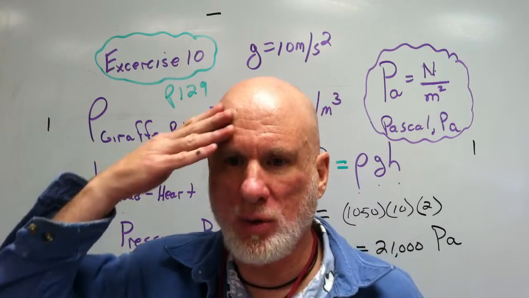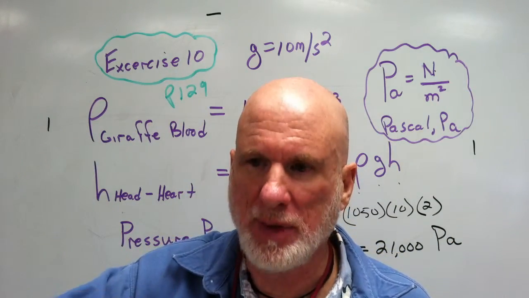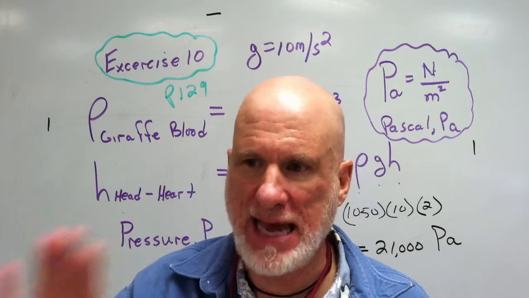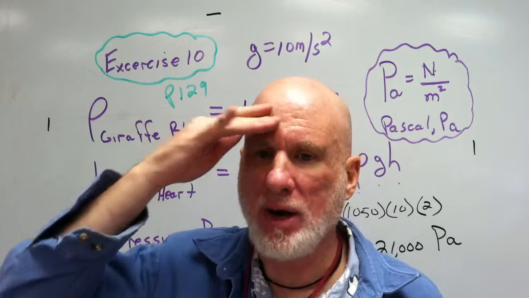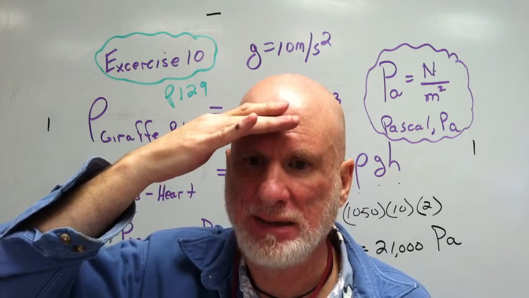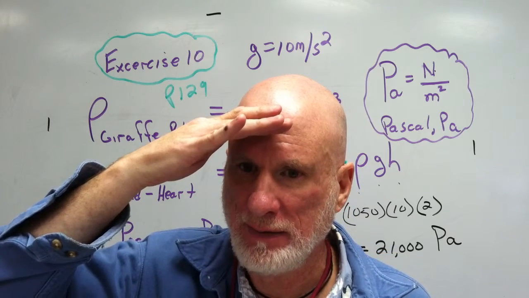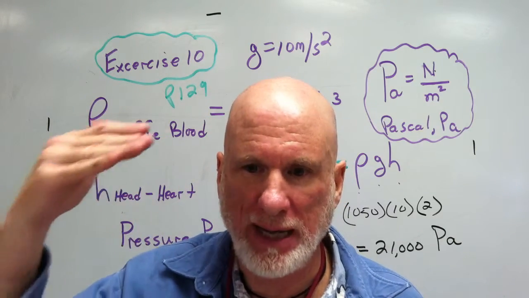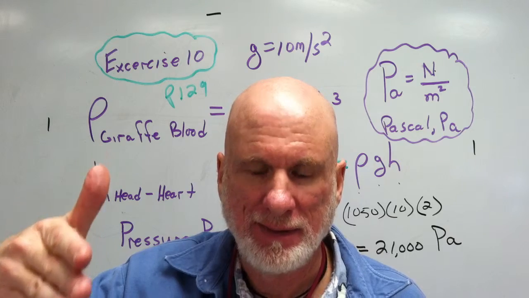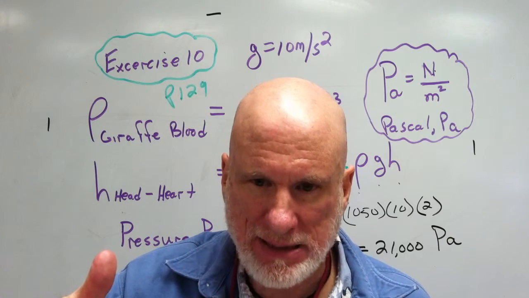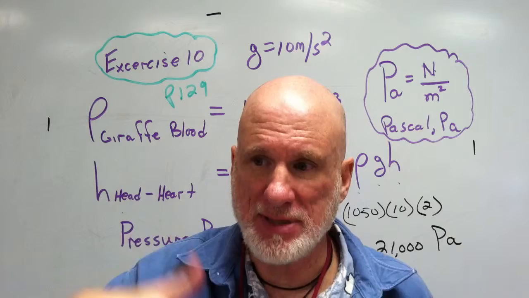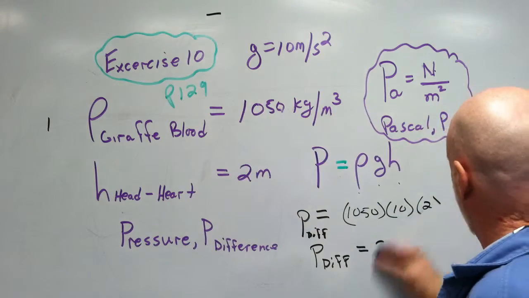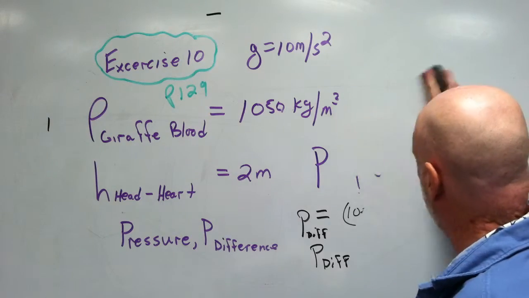Before I quit this particular problem, let's do a dimensional analysis. I want to show you that a pascal is actually newton per square meter, and that if I multiply the density times the acceleration due to gravity times the height, that's going to equal a pascal. Clear? So I'm going to erase all this, okay? Then we're going to quit for the day.